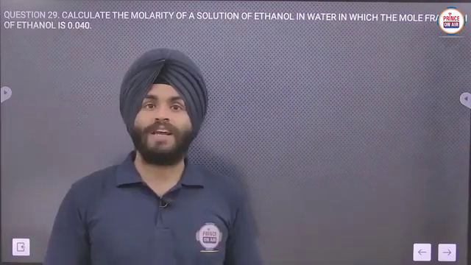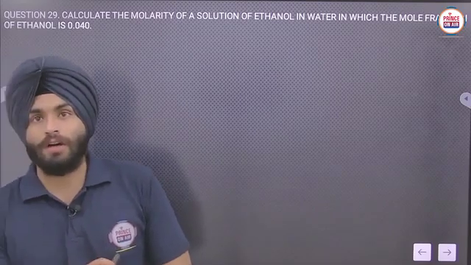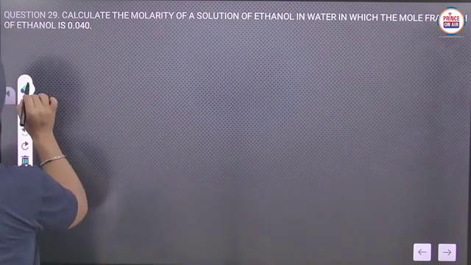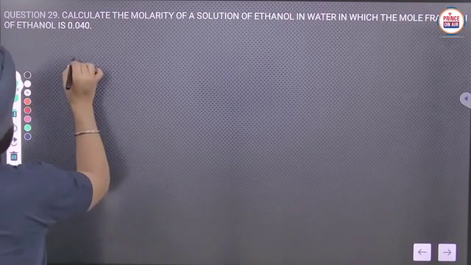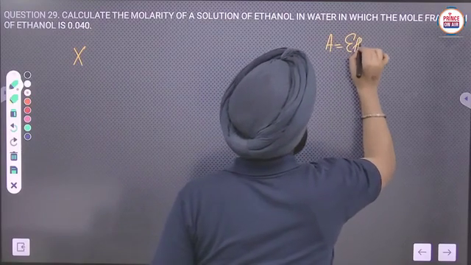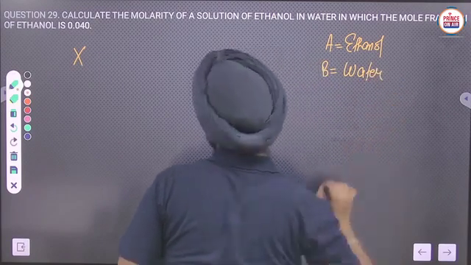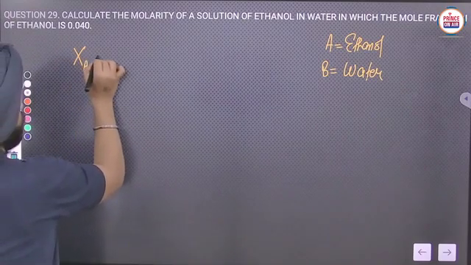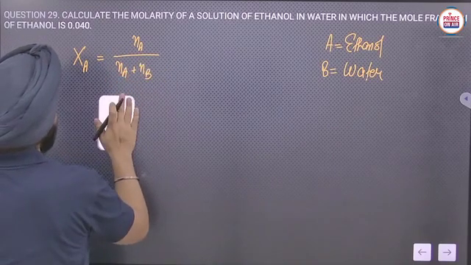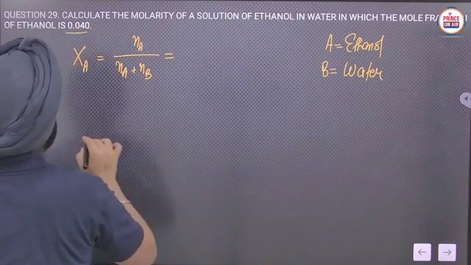Now, next question is, calculate the molarity of a solution of ethanol in water in which the mole fraction of ethanol is given to you. Okay. So, firstly we have to write the mole fraction, X. A we can say is for ethanol, B is for water. So the mole fraction of ethanol is given to you, that will be Na upon Na plus Nb. Okay. And here, which is given to you, that is 0.040.